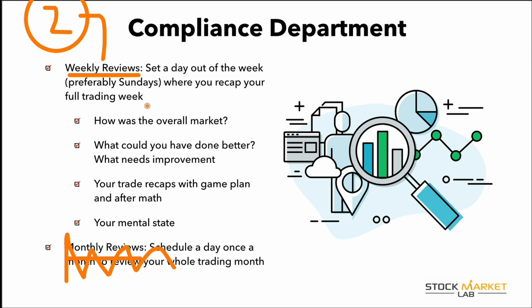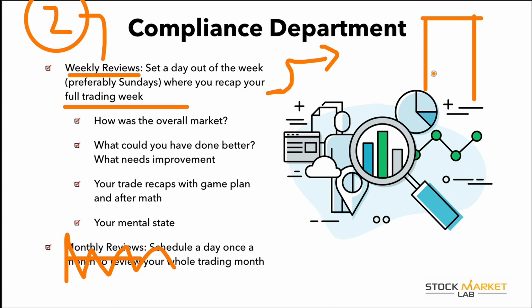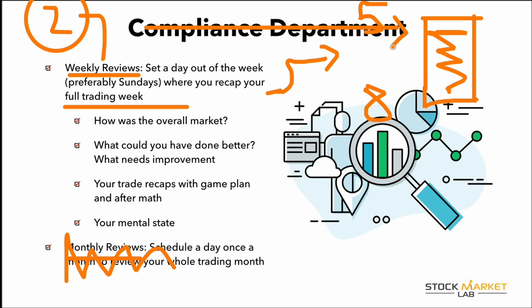Now, in weekly reviews, what you're going to do is set out a day of the week, usually Sundays, where you recap your full trading week. So what I want you guys to do, and I'll break it down in the action item too, is time block. Take 2-3 hours on Sunday and time block your calendar. For example, say from like 5 p.m. to 8 p.m. Eastern Standard Time or wherever you are around the world, say you can't do anything, this is your job. You are required to show up.